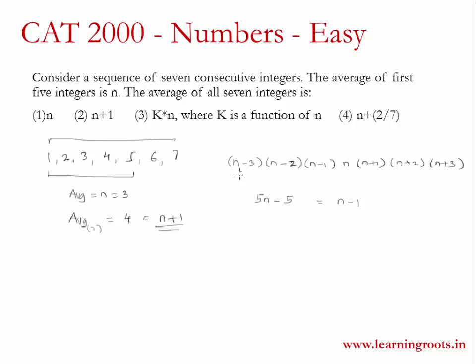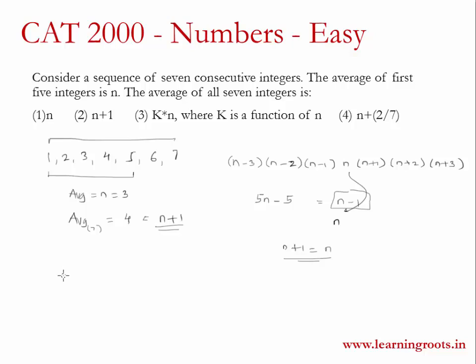Now if I take the average of all the 7 numbers, I'll get the central value as the average, which is n. So this n can be represented as this average that we got plus 1. So the original average plus 1 is the new average. So which again brings you to n plus 1.